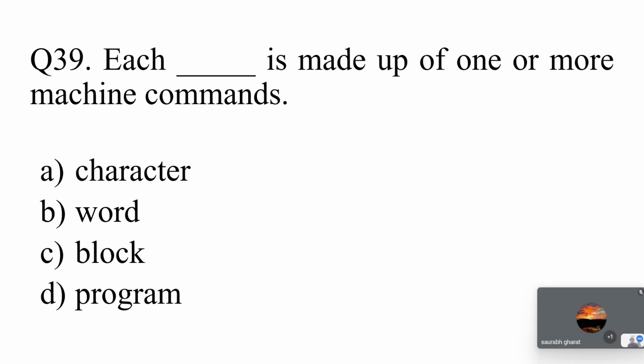Okay. So what is it made up of? It is not made up of character. You know this part. Not word but block. Block is the correct answer, and program is actually the ultimate part. The block is made up of one or more machine commands. Characters and words are a part of it, but the block is the actual answer. So the block is your correct answer.